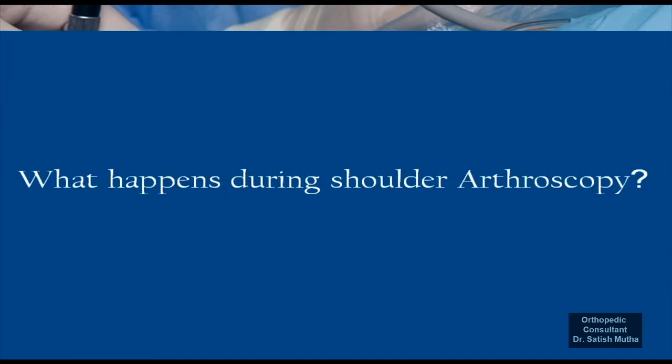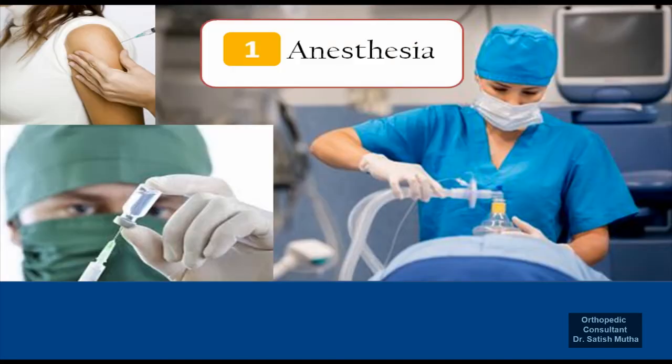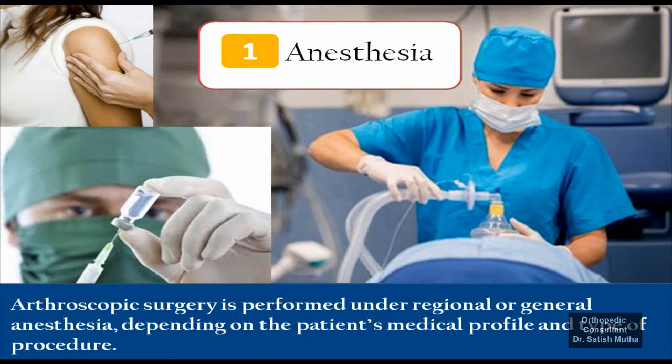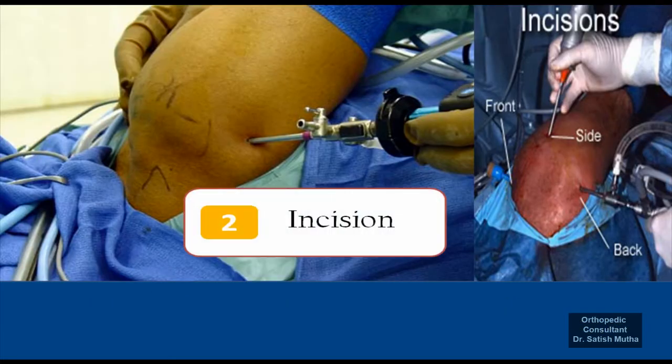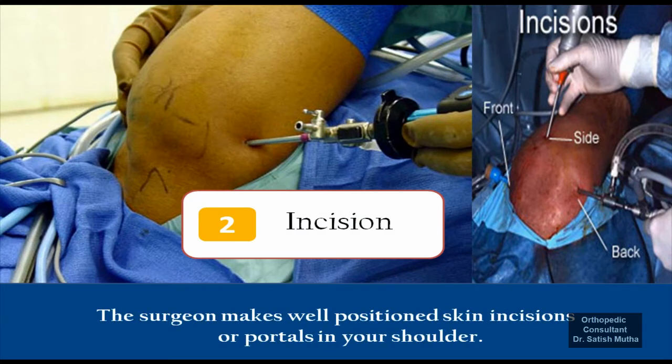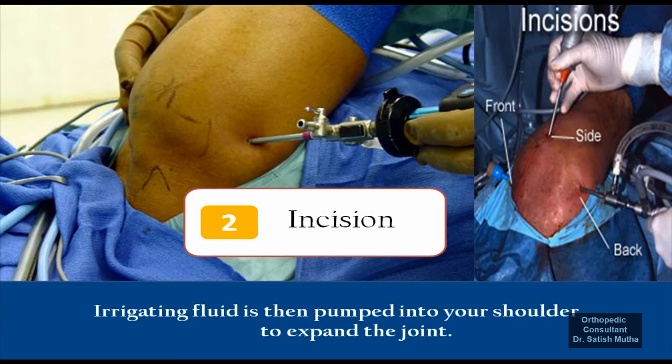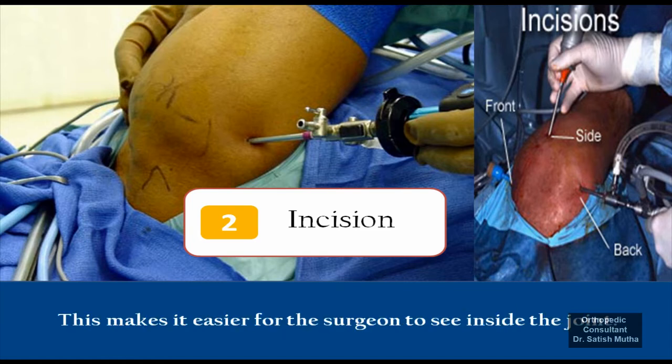What happens during shoulder arthroscopy? Anesthesia. Arthroscopic surgery is performed under regional or general anesthesia, depending on the patient's medical profile and type of procedure. Incision. The surgeon makes well-positioned skin incisions or portals in your shoulder. Irrigating fluid is then pumped into your shoulder to expand the joint. This makes it easier for the surgeons to see inside the joint.